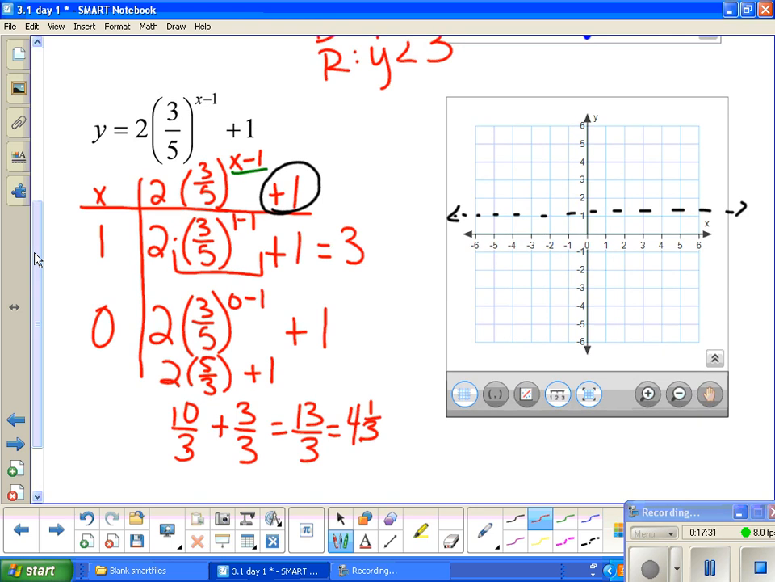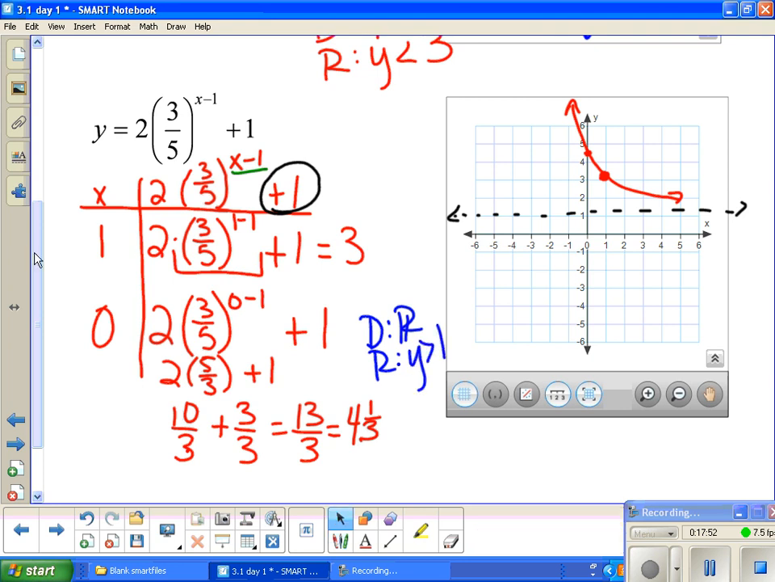So let's plot that 1, 3. And then at 0, it's 4 1/3, just about there. My domain will be all real numbers. And my range has got to be, they're above my asymptote, so it's greater than 1.